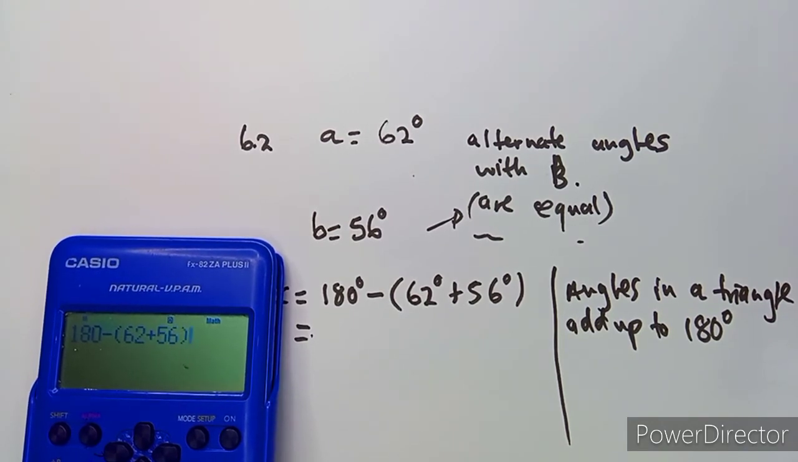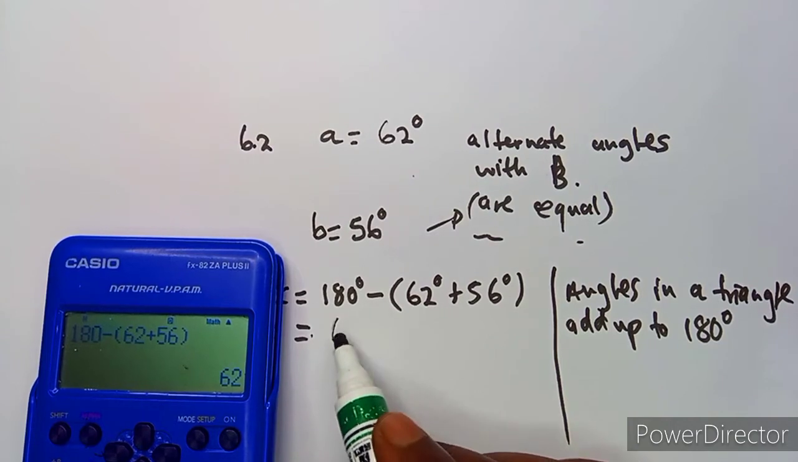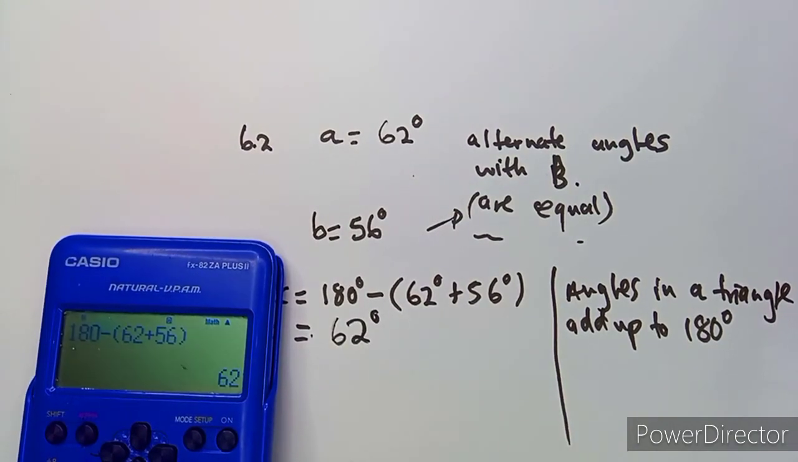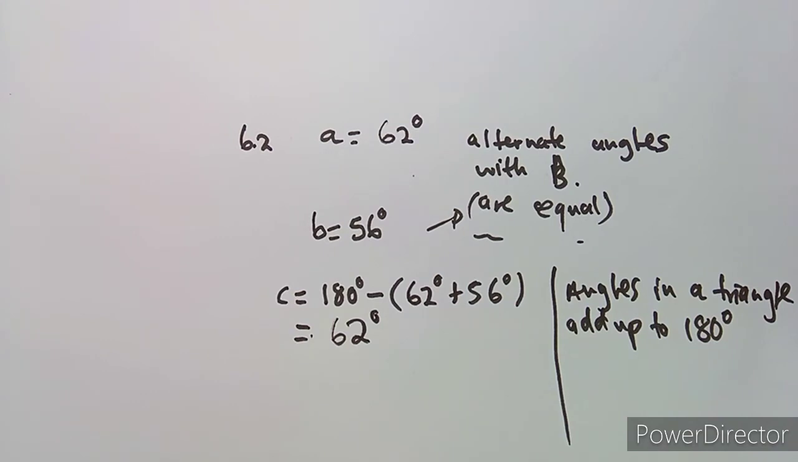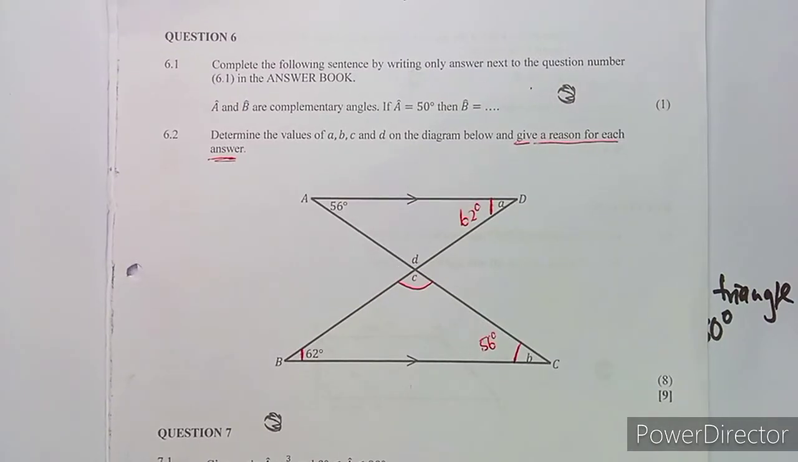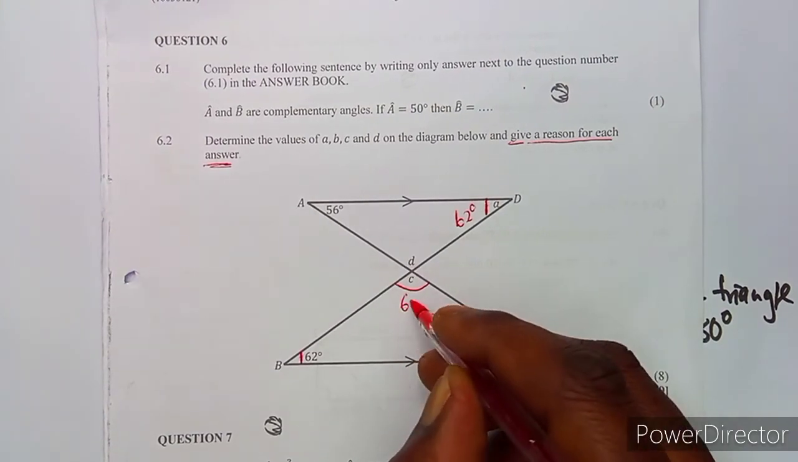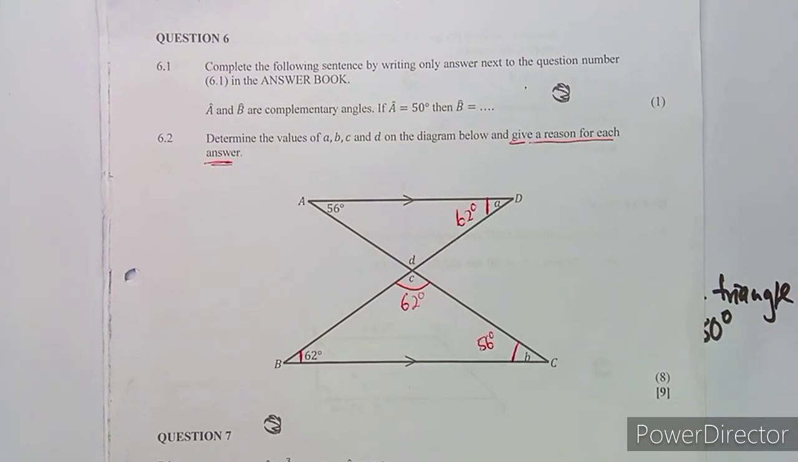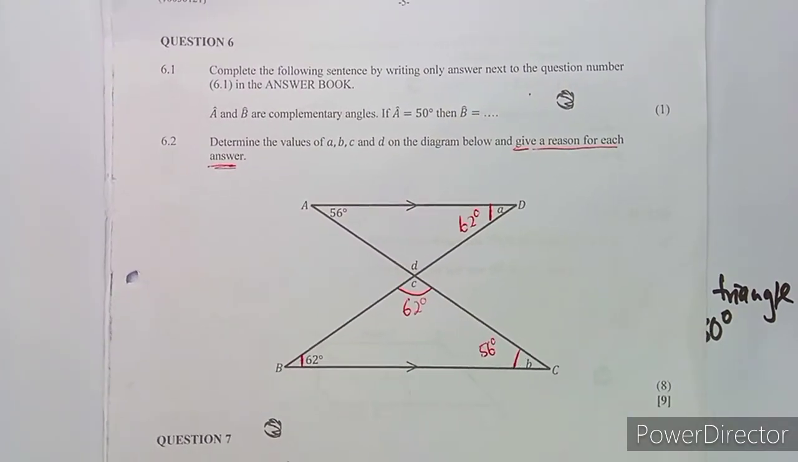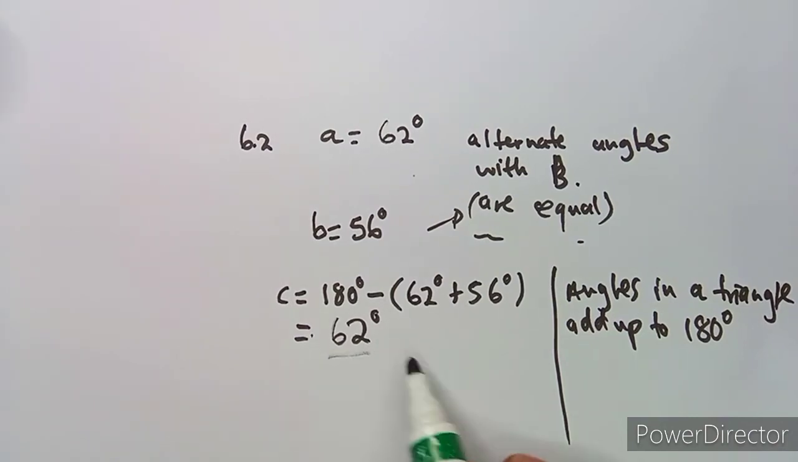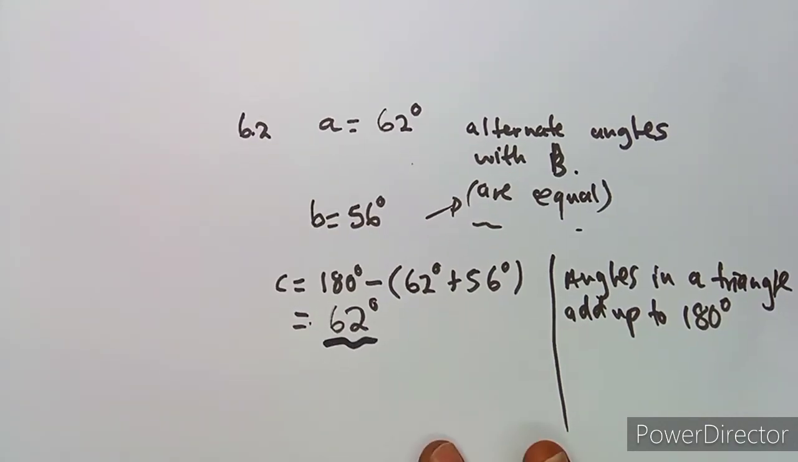62 plus 56 like this in a bracket, so you're going to obtain 62 degrees. All right, so this angle is going to give us 62 degrees. So that's what we had there. If you cross check, this angle, which is 62 degrees, is angle C here, the same as this one. So that's your angle C. The reason we said these are angles in a triangle, which add up to 180 degrees. Okay, so that's your angle C.